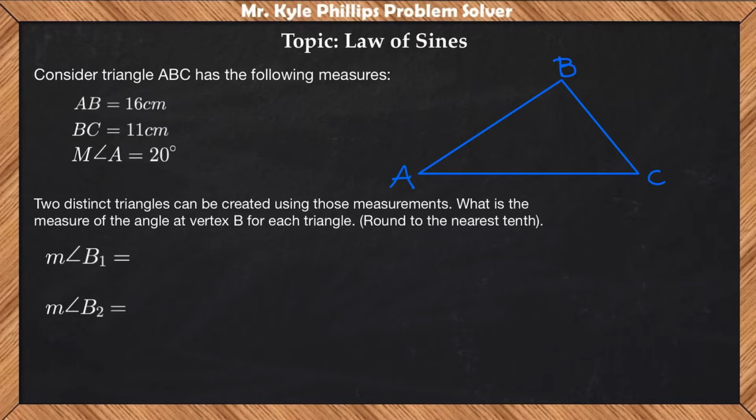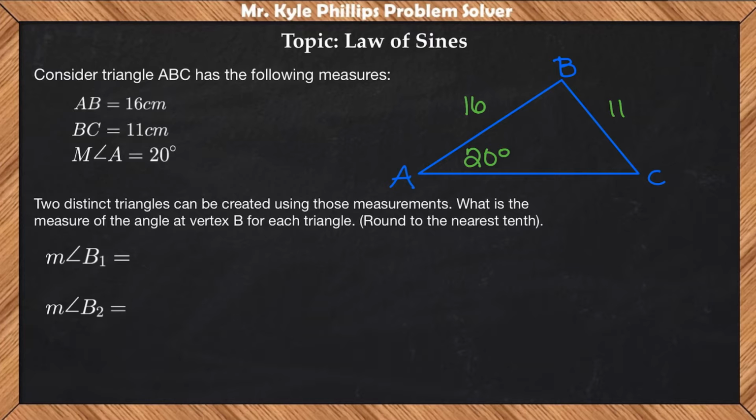So here in this problem, they give us the following information. They say that this triangle has a leg length of AB equals 16, BC is 11, and the measure of angle A is 20 degrees. Now, they tell us that two distinct triangles can be created. They want the measure of the angle at vertex B for each triangle, and then they tell us to round to the nearest tenth.